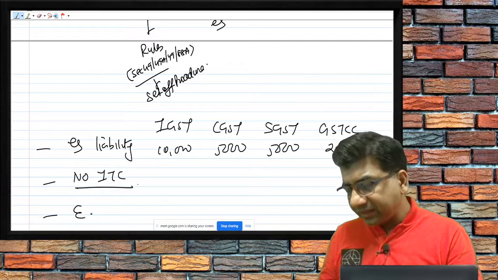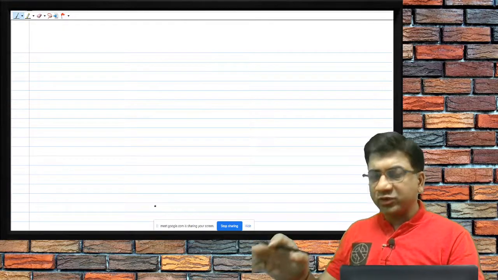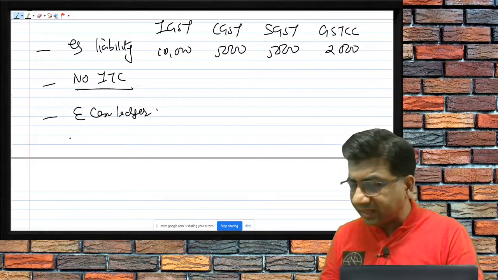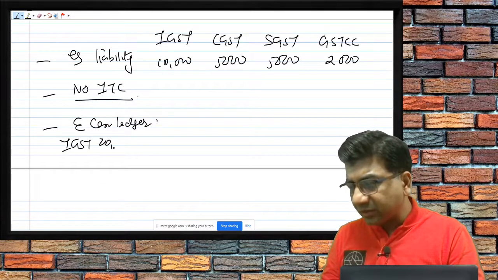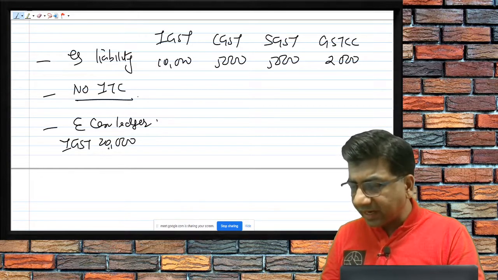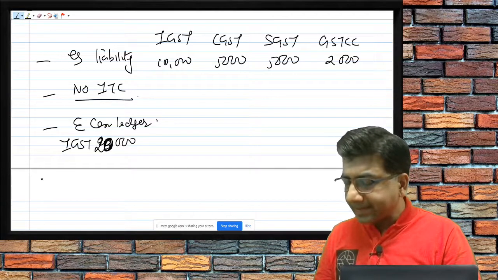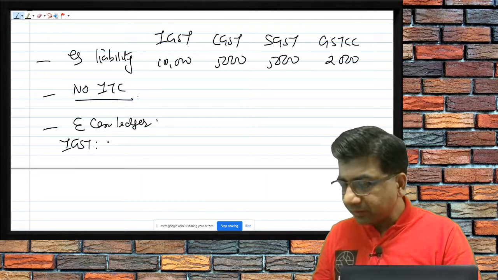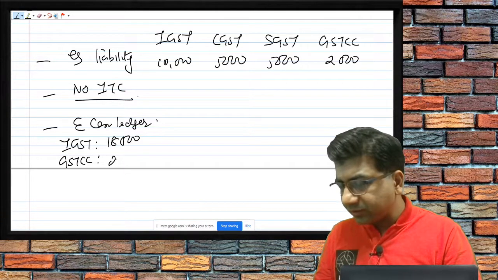but I have electronic cash ledger balances, for which in the cash ledger I should be having IGST 10,000, CGST 5,000, SGST 5,000, cess 2,000. But the balances are like this: IGST 18,000, and GST compensation cess I have got only 1,500 rupees.